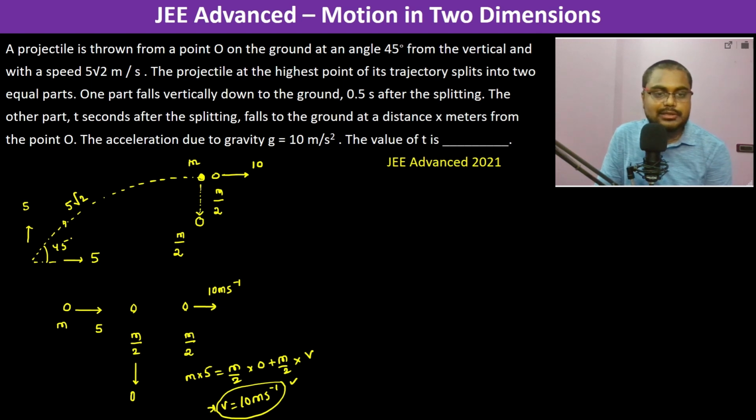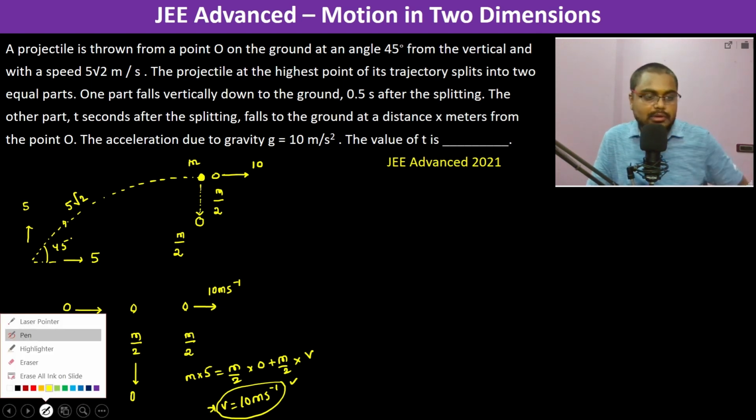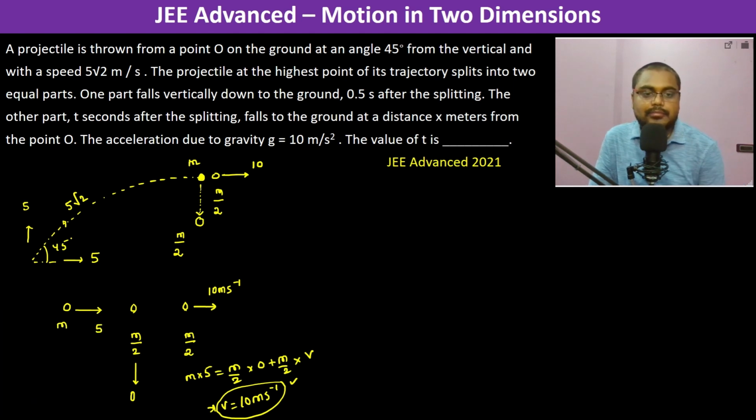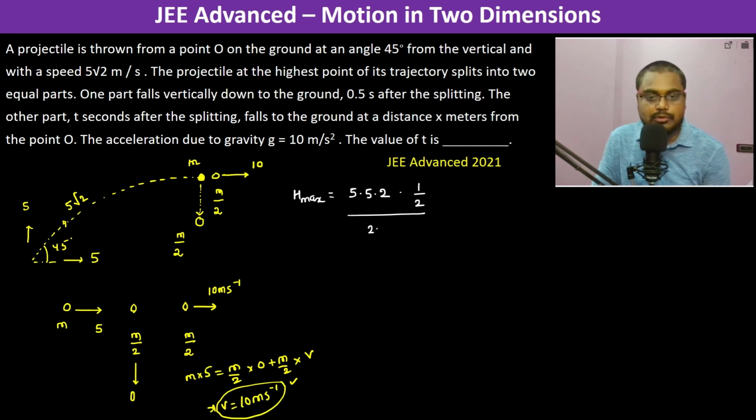So look carefully, at the highest point, h max is equal to u square sin square theta by 2g. So u square, so 5 into 5 into 2, u square into sin square theta, 1 by 2, divided by 2 into g.